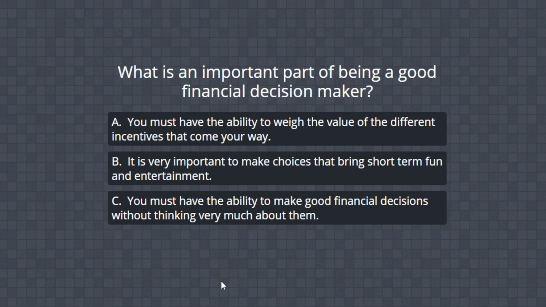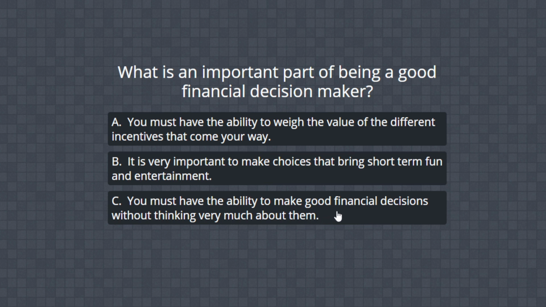It is very important to make choices that bring short-term fun and entertainment. Let's say you work for 1 hour very hard, and you have fun and entertainment, but you only get paid $1 a day. Okay, that's not very good for you, is it? So that's why this one is not a very good answer.